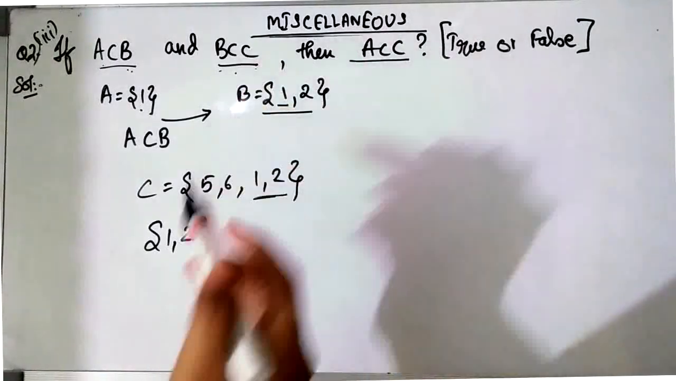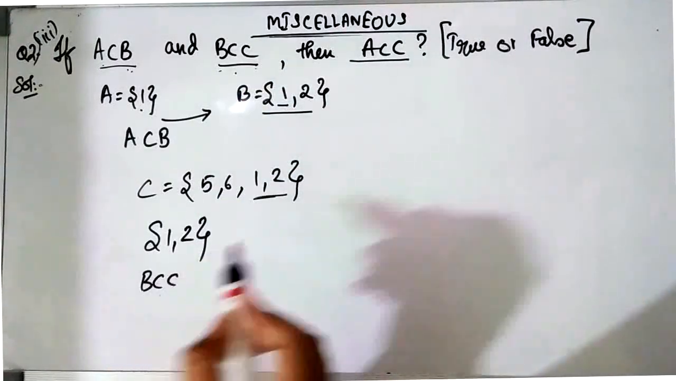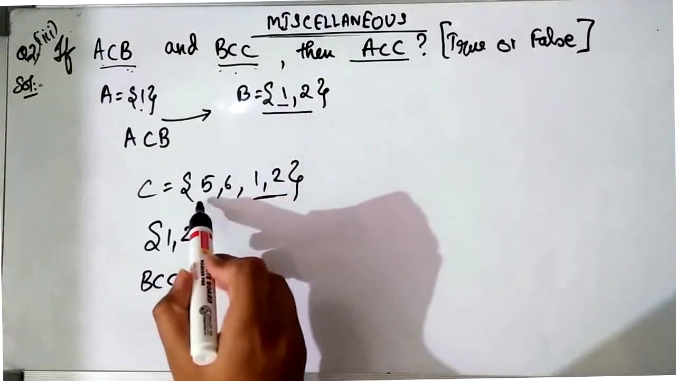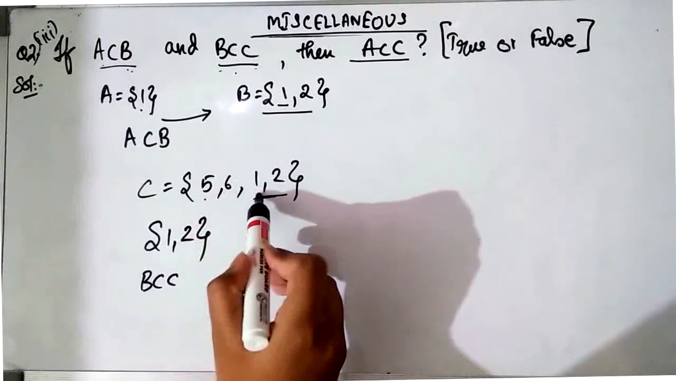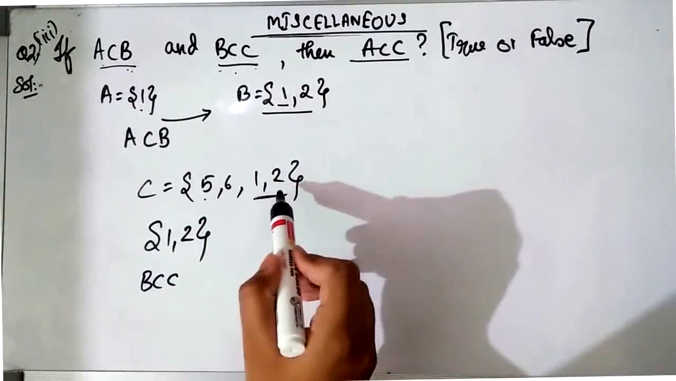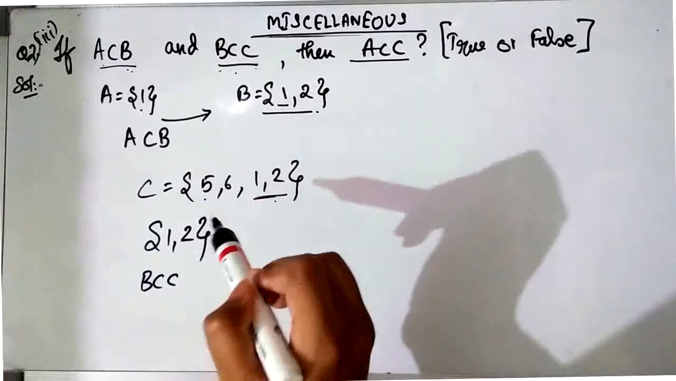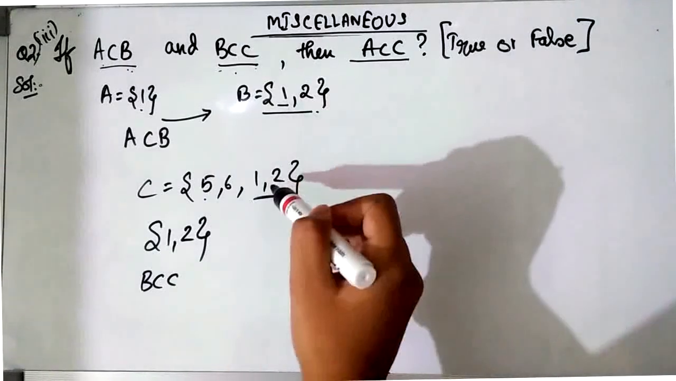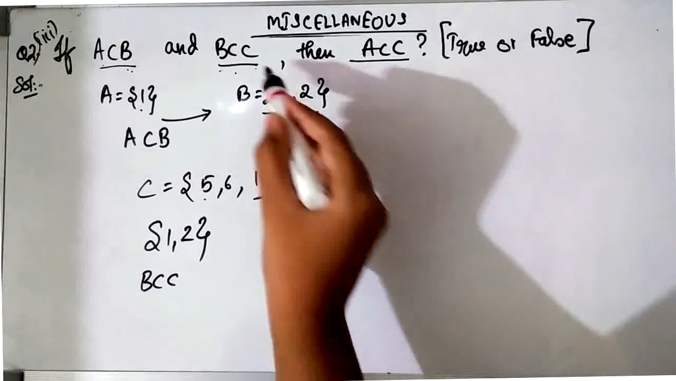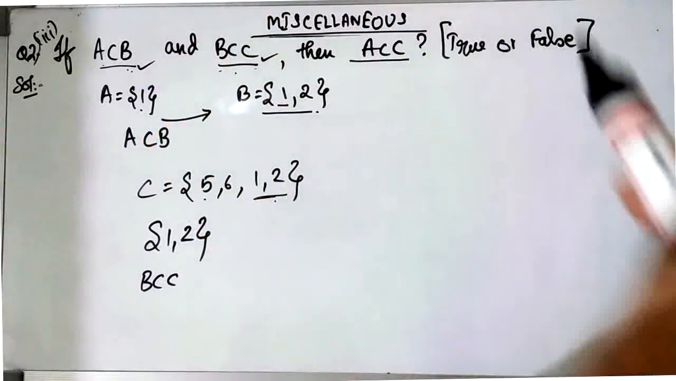So we can see that B is also a subset of C, right? Because the elements 1 and 2 of set B are present in C. That is, C consists of elements 5, 6, 1 and 2. Now if you see, the elements of B are present in C. So B again is a part of set C, which means that B can be called a subset of set C. So again we have fulfilled the second condition along with the first one.